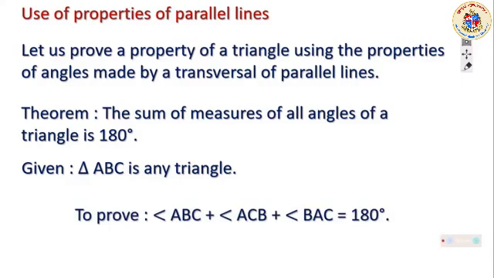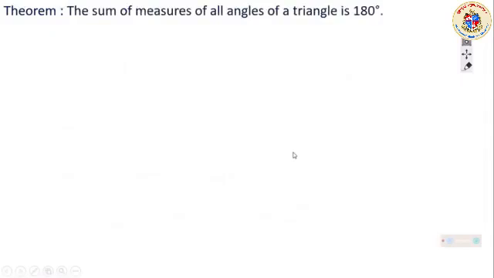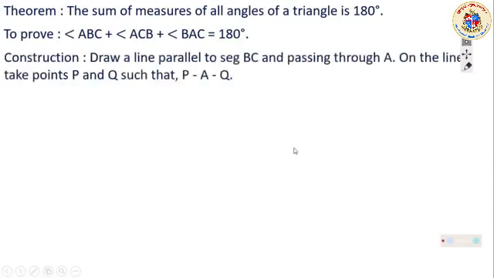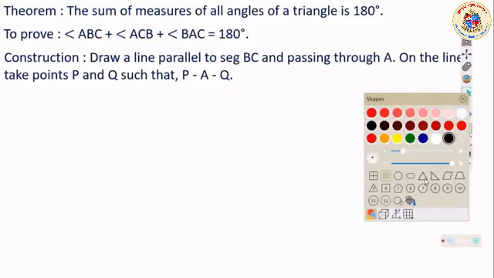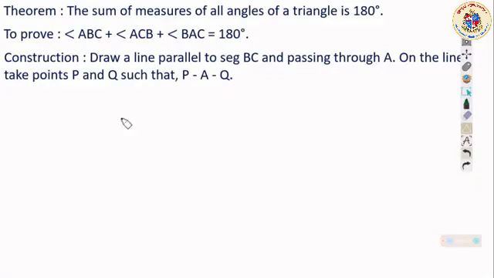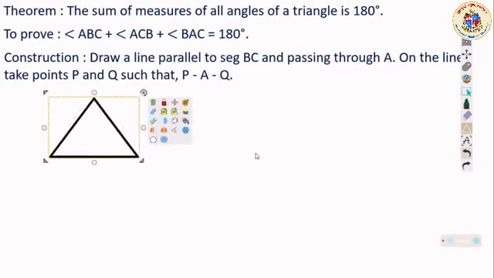We can prove it in another way also, but as the chapter is about parallel lines and transversal, we are asked to prove that the sum of measures of all angles of a triangle is equal to 180 degrees. How can we do that? We need a triangle for that first, correct? Let me have a triangle here on the screen. Let this be the triangle. Now let me name the triangle as they have given it, ABC.